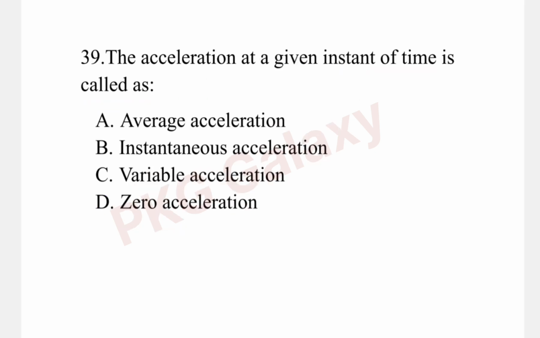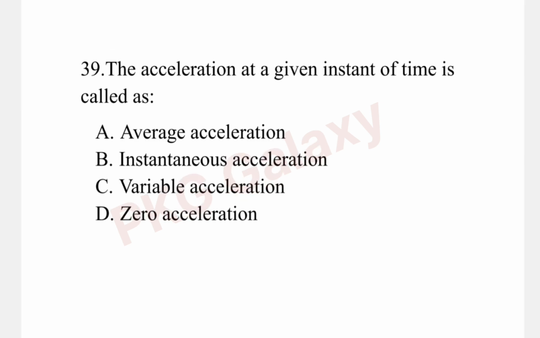The acceleration at a given instant of time is called as option A, average acceleration. Option B, instantaneous acceleration. Option C, variable acceleration. And option D, zero acceleration. The correct answer is option B, instantaneous acceleration.